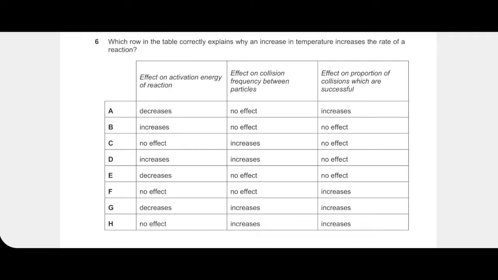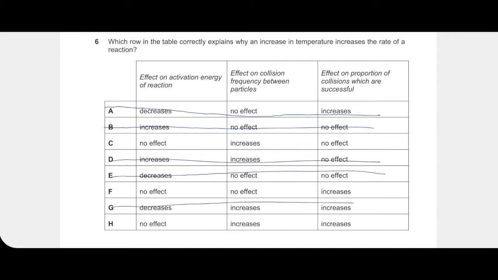Question number 6. Which row in the table correctly explains why an increase in temperature increases the rate of reaction? So let's look at column number 1. Effect on activation energy of a reaction. If the temperature increases, this has no effect on the activation energy. So therefore we can eliminate A, we can eliminate B, D, E, G, and that's it. Now, let's look at the second column, the effect on collision frequency between particles. They will increase because the particles have more energy. That means they're able to zoom around more. So we can eliminate F.